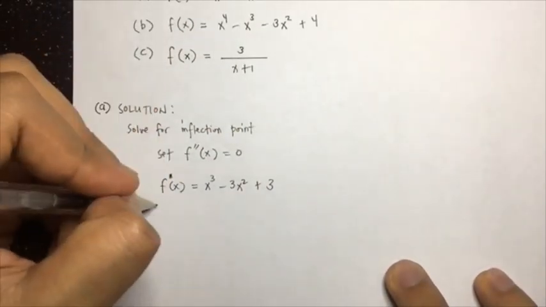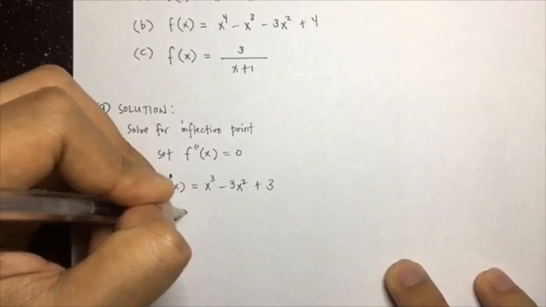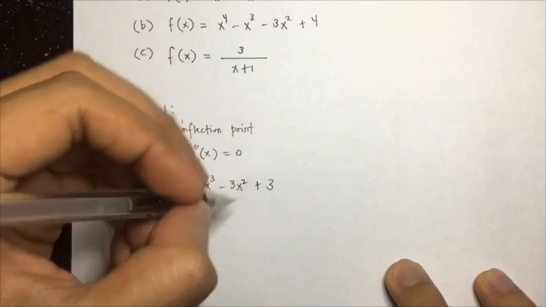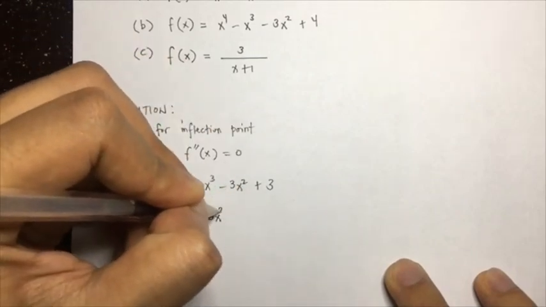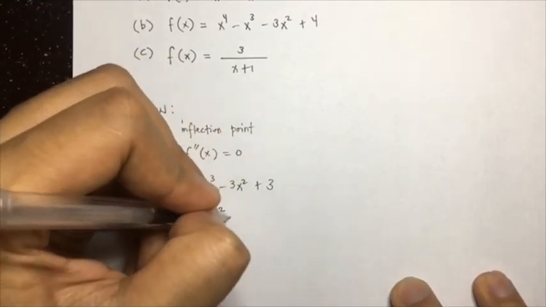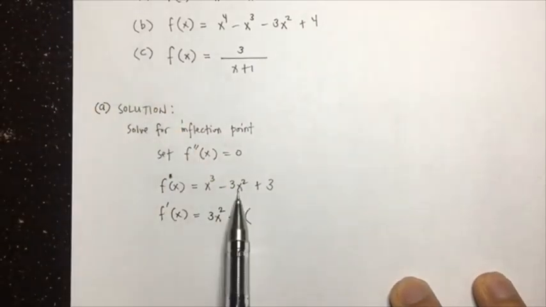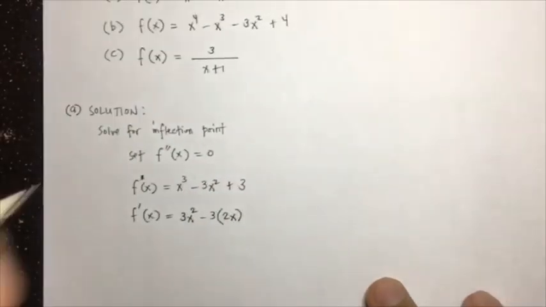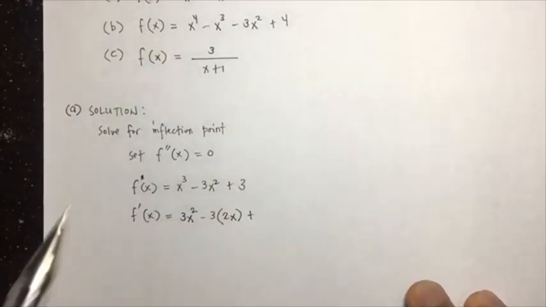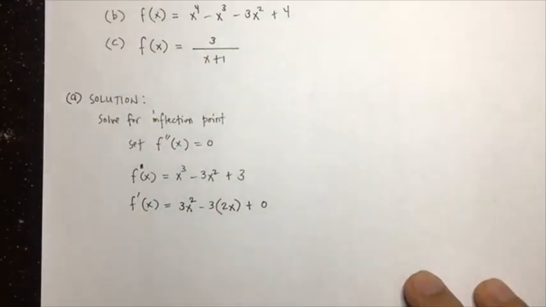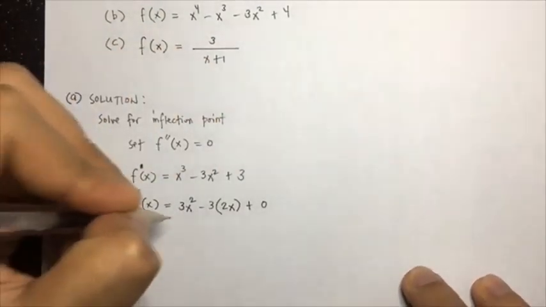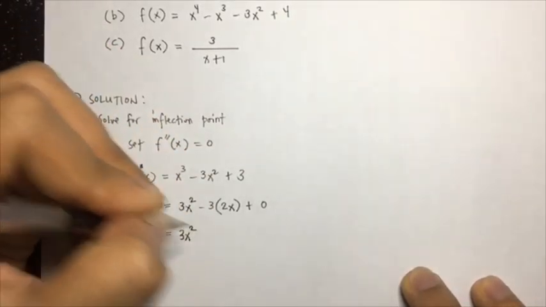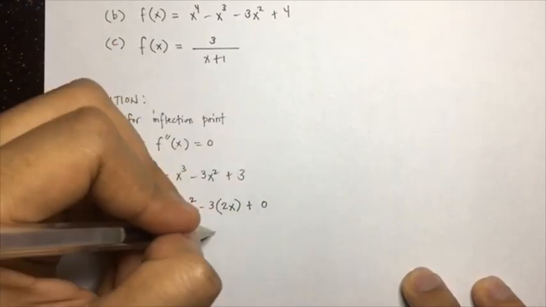Taking its first derivative, f prime of x is equal to the derivative of x cubed with respect to x, that is 3x squared, minus 3 multiplied by the derivative of x squared, we have 2x, and then plus the derivative of a constant, we have 0. Simplifying, our first derivative is 3x squared minus 6x.